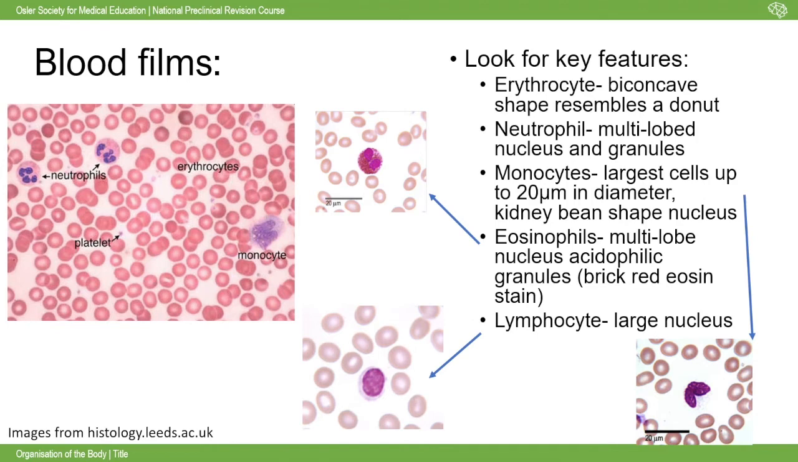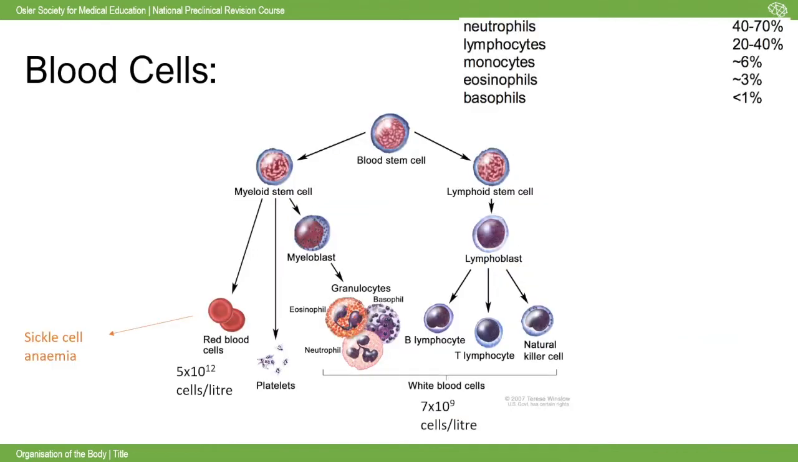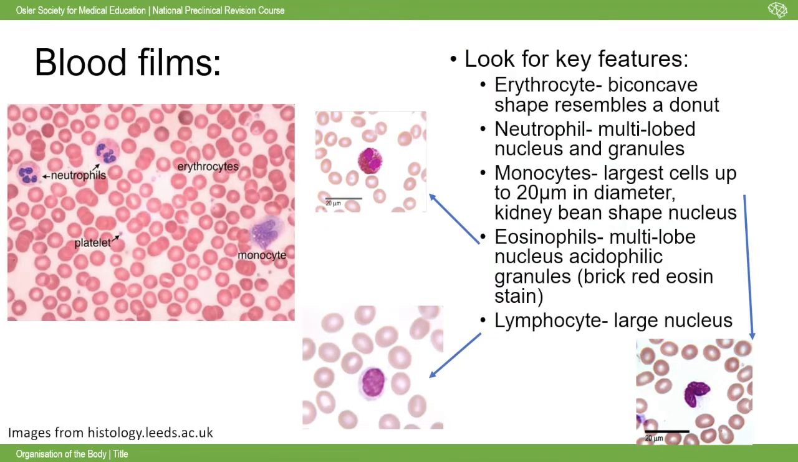But as we know from the proportions, you're going to get many, many more neutrophils than eosinophils in general. Then looking at your lymphocytes, as you can see in this panel that I've drawn an arrow to, they have a huge nucleus that takes up pretty much most of the cytoplasm. So that's your main way to identify them. And then monocytes have a nice kidney-shaped nucleus, and they're big. They can be up to 20 micrometres in diameter. So that's something to bear in mind as well.